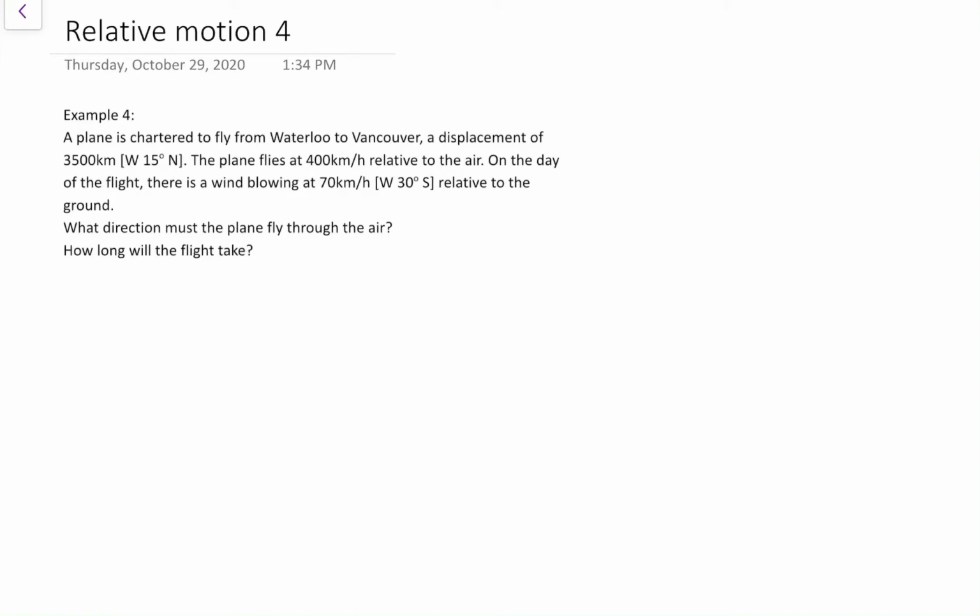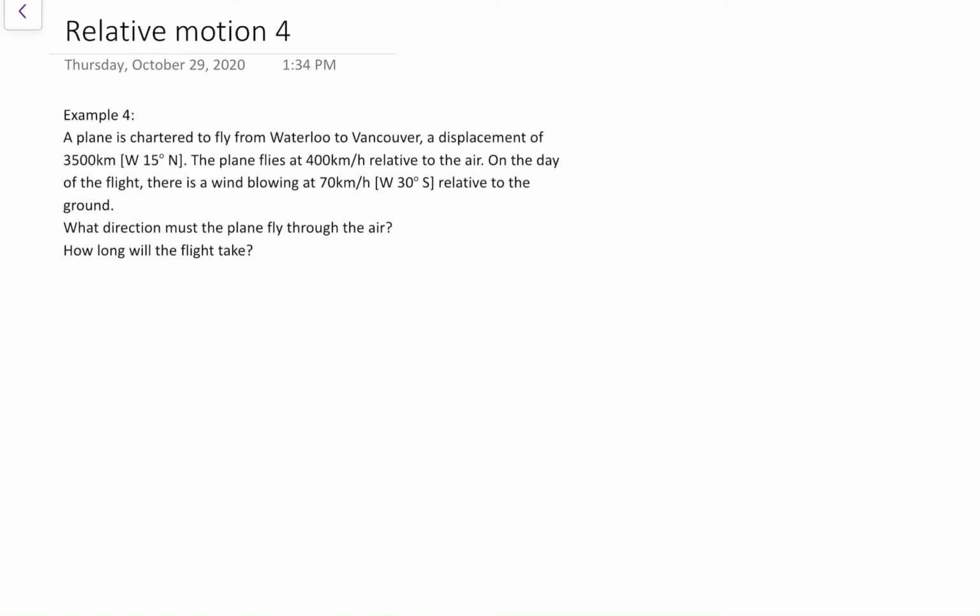Okay, gonna do another relative motion. This one, if you read through it, is kind of a significant jump. So there's a lot going on in this one. It's not a pretty triangle, but we've got the math tools. Just because it's not a nice triangle doesn't mean we can't solve it. The basics of it is gonna start off the same.